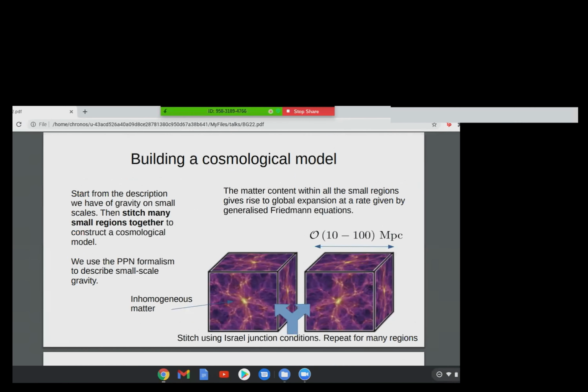So this is what our solution is. We know that on small scales, say somewhere between 10 and 100 megaparsecs, we expect that our post-Newtonian description is valid within that region. So what we do is we construct many of these and describe gravity in that way in each of these regions. And then we just stitch a load of these regions together using appropriate junction conditions. And if we do this, then we find that the combined global system has an expansion that's described by generalized Friedmann equations. I'll show the form of those equations in a moment.